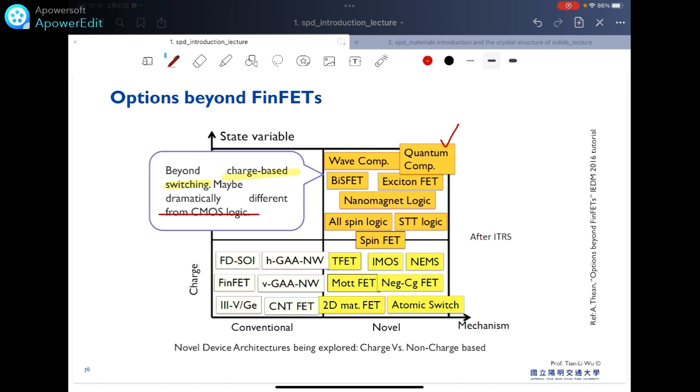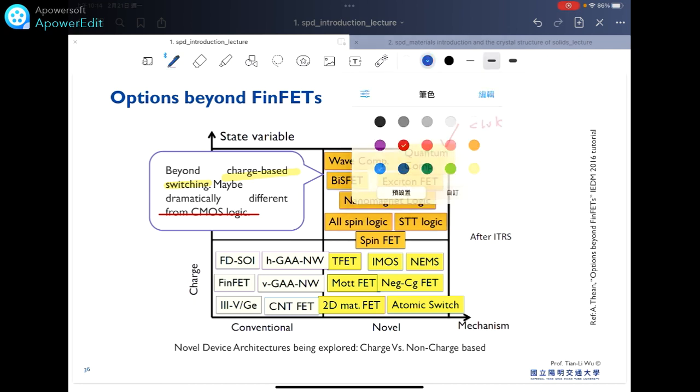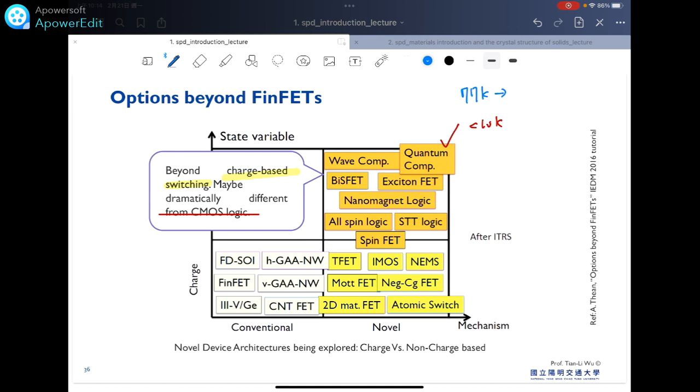But there are some operating conditions for quantum computing. For example, the quantum device needs to operate at extremely low temperature, usually below 10K. As we know, 77K is already equal to minus 200 Celsius degrees. But if we want to operate the device below 10K, this is below minus 250.